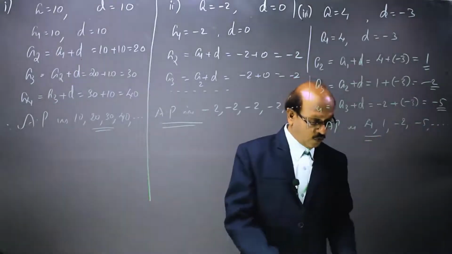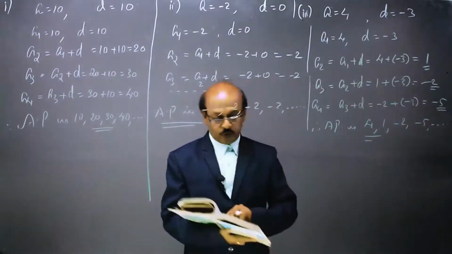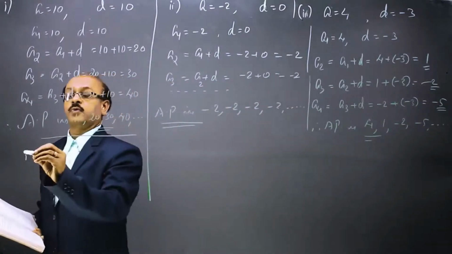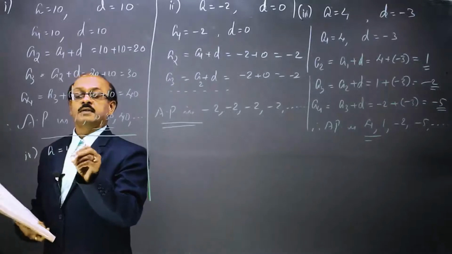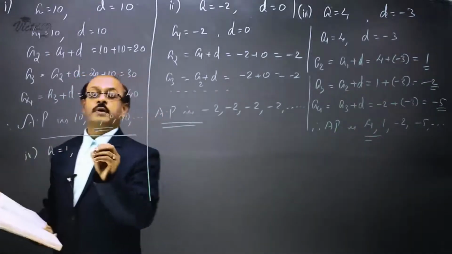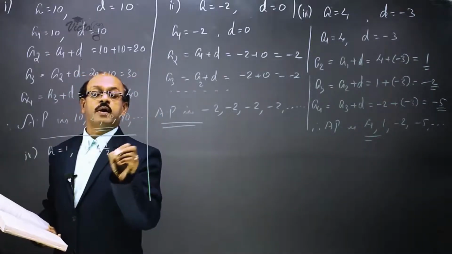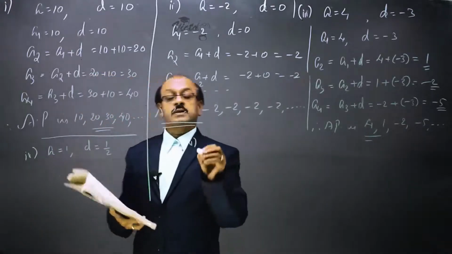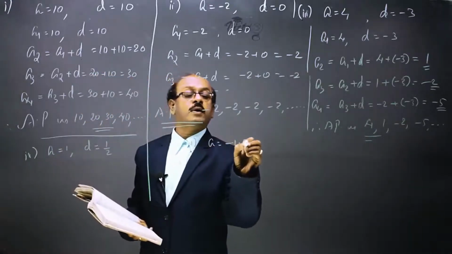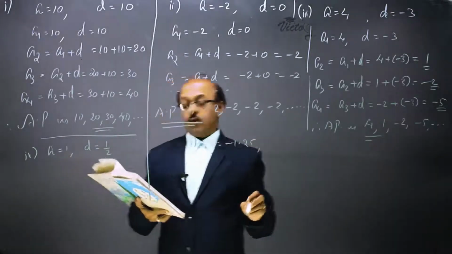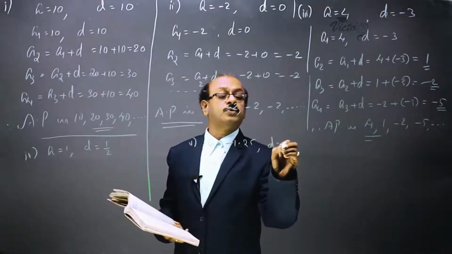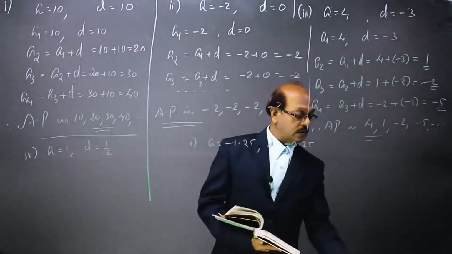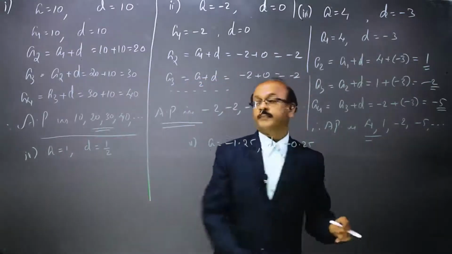Let us do one more question. Question number 4: a is equal to 1 and the common difference d is equal to 1 by 2. Question number 5: a is equal to minus 1.25 and the common difference d is equal to minus 0.25. These are the two questions. Let us solve these two questions.